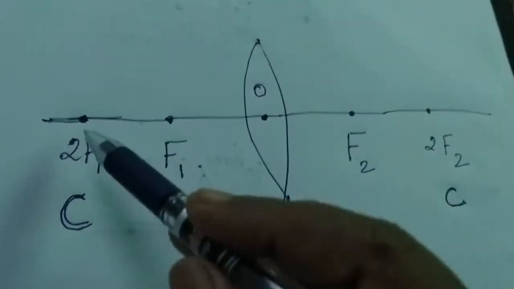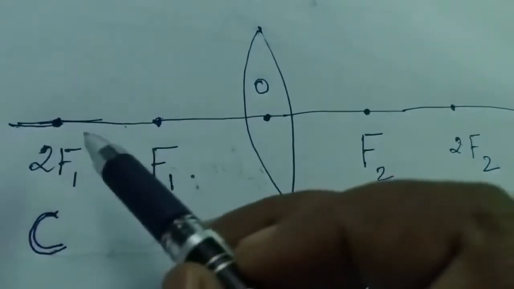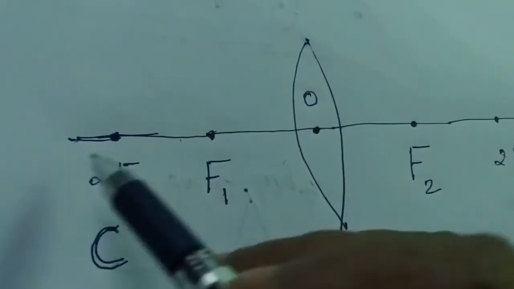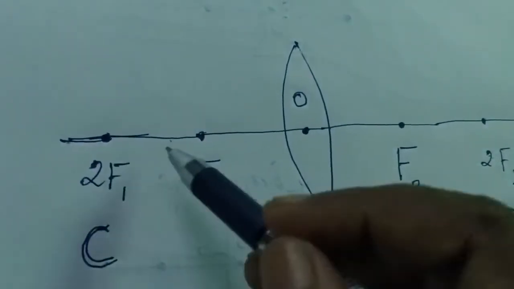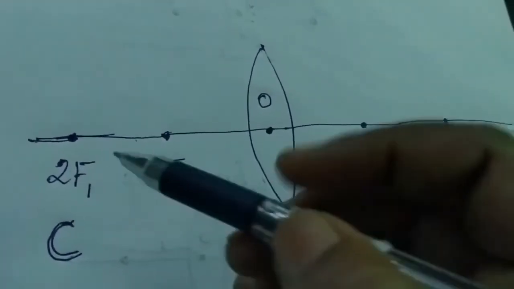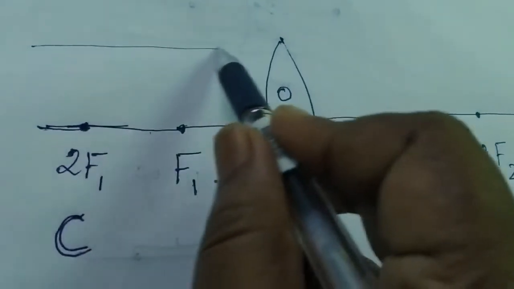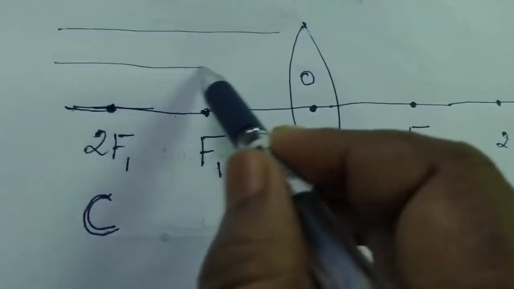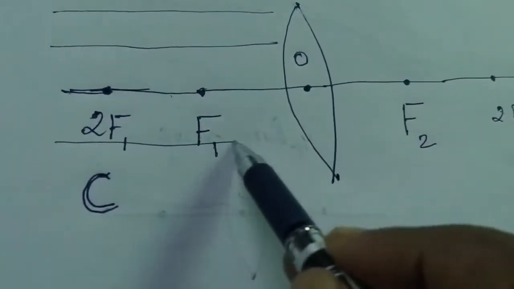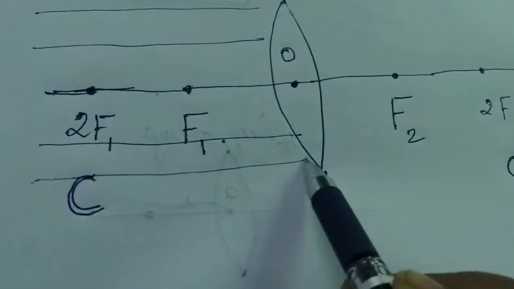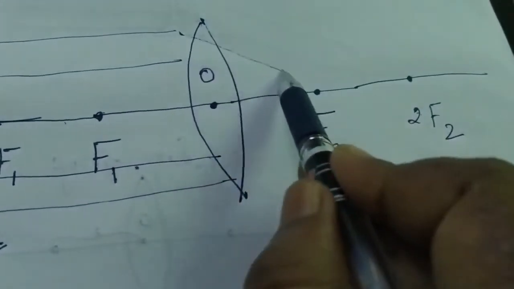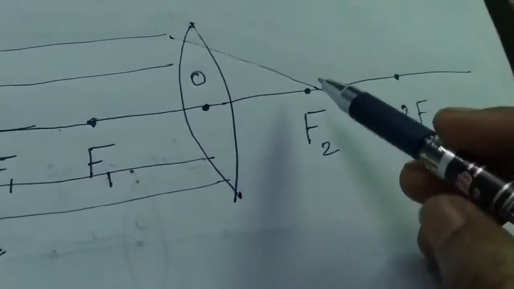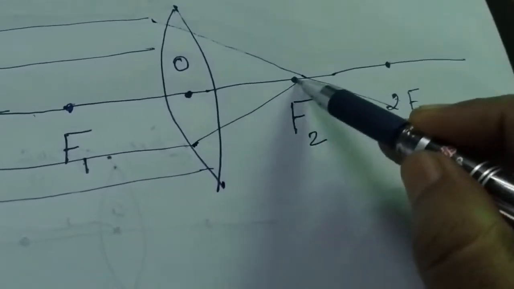Now when an object is placed at infinity, we don't know where it is placed. A real image is formed at the principal focus here. Light rays come from infinity and are focused at the principal focus. The image is formed at the principal focus.